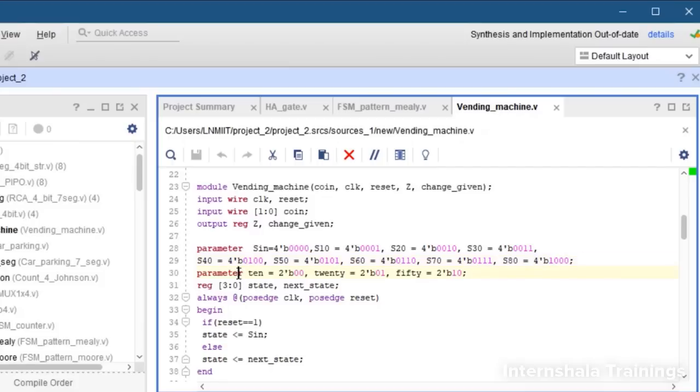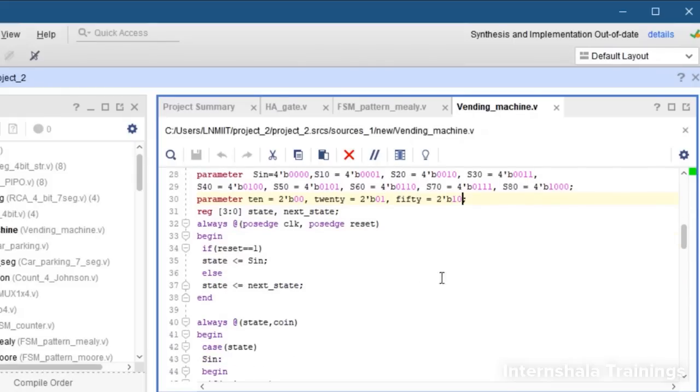Then we define another parameter for the currency notes 10, 20, 50. For 10 the value is 0, for 20 the value is 1, and for 50 the value is 2. That means if I enter 0, I am entering 10 rupees. If I enter 1, I am entering 20 rupees, and if I enter 2, that is equivalent to 50 rupees.